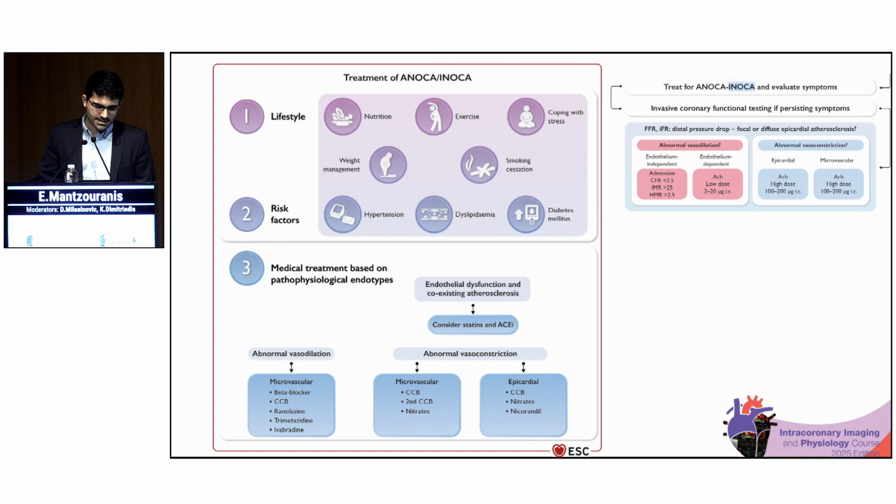In the endotypes of abnormal vasodilatation, this includes all the antianginal drugs that we have, starting with beta blockers, CCBs, ranolazine, trimetazidine, and ivabradine. For the endotypes of abnormal vasoconstriction, epicardial disease needs CCBs, nitrates, and even nicorandil can be used. It could be used in this scenario, as my suggestion, if nitrates do not help. And for microvascular disease, as Dr. Milasinovic said, we could combine a CCB with a second CCB and/or nitrates. So thank you very much for your attention.